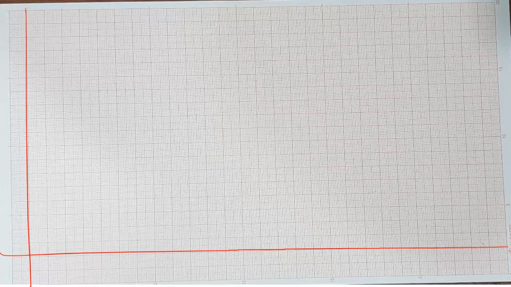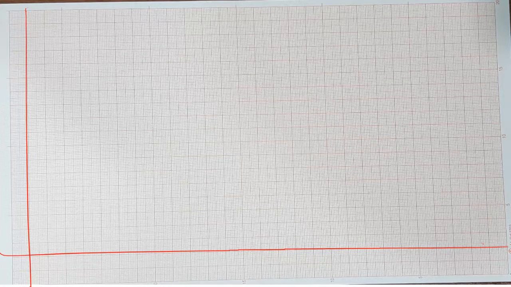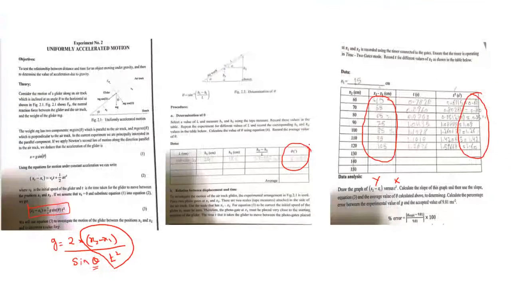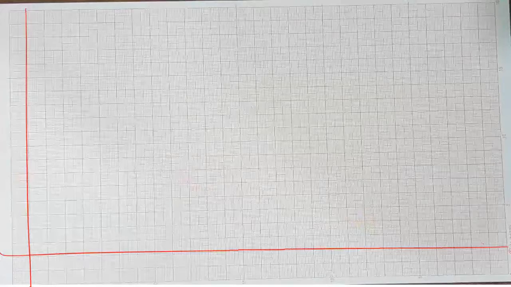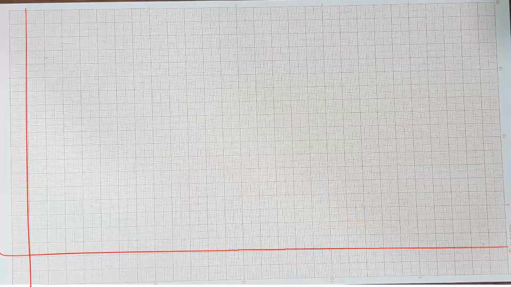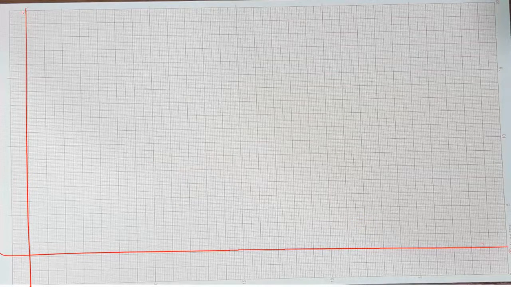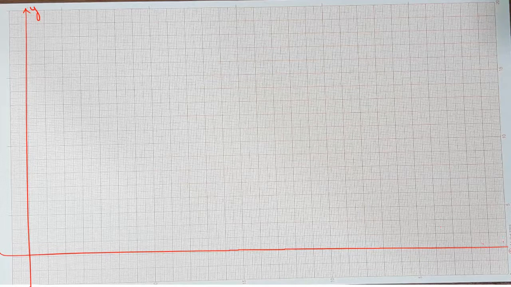So the first step of drawing the graph, you have to take the graph paper, and then first you have to draw the x-axis line and y-axis line. Before that, we saw what your x-axis value is. Your x-axis value is t square and your y-axis value is x2 minus x1. So first you draw the line for the y-axis. So this is the line for the y-axis. Am I right? So I can just write this is my y, and this is my x. Am I right?